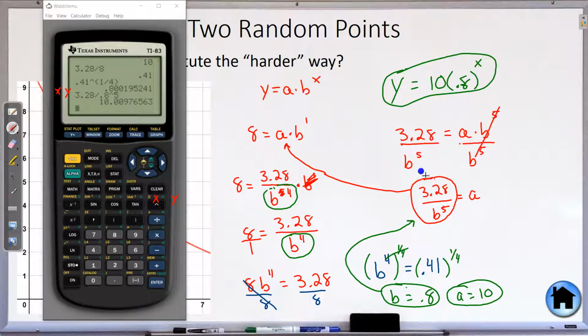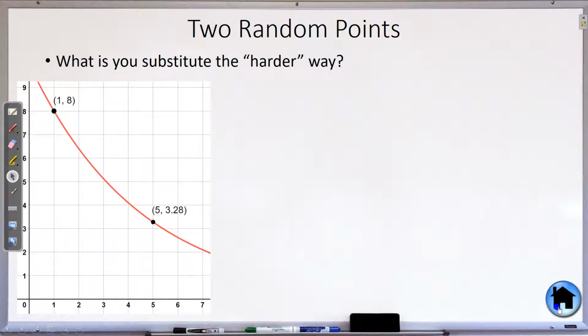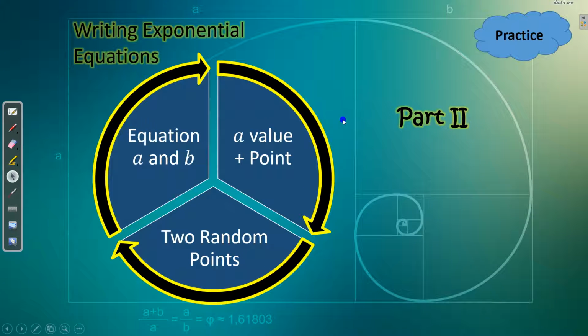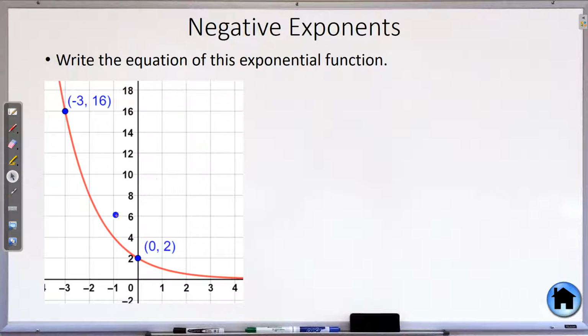So it doesn't really matter which equation you start working with first. The steps are pretty much the same. All right, one more thing that I want to show you that can happen when you do these types of equations. I'm going to use an a value plus a point example to keep it a little simpler.